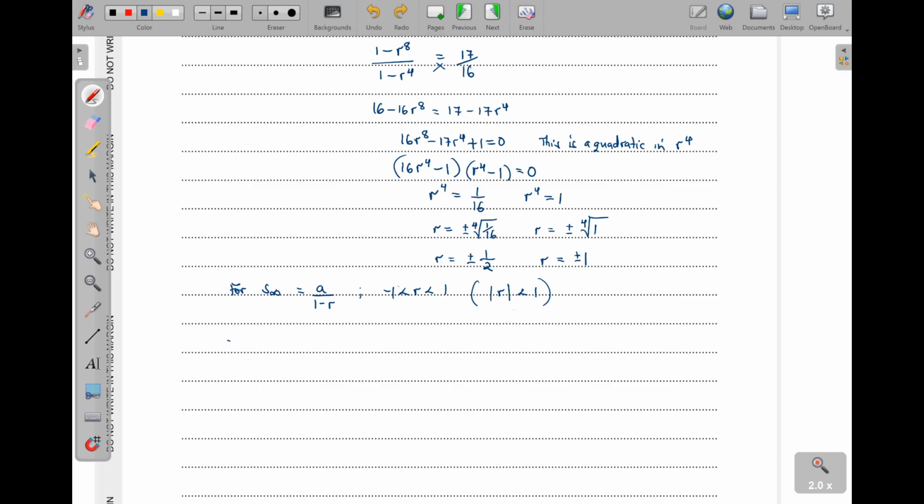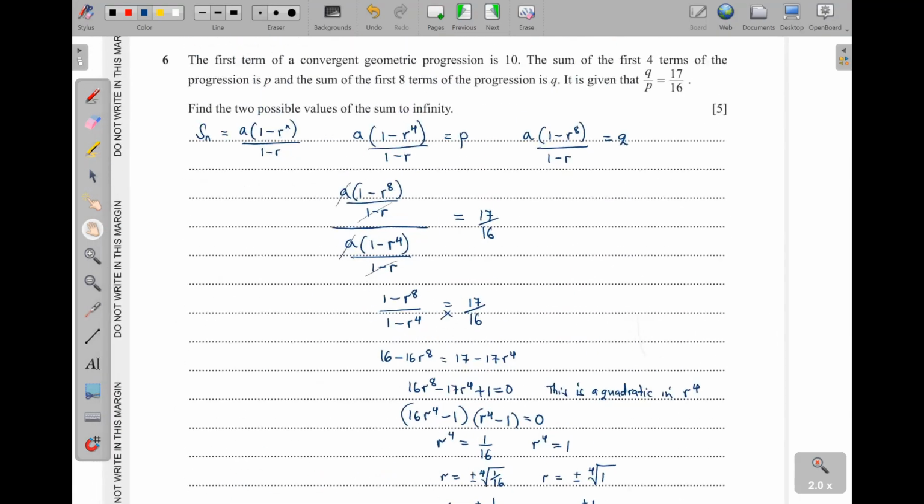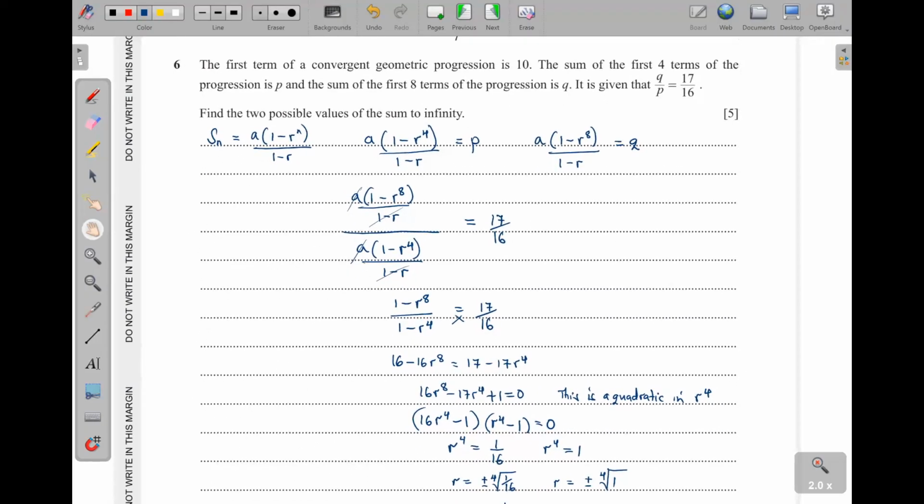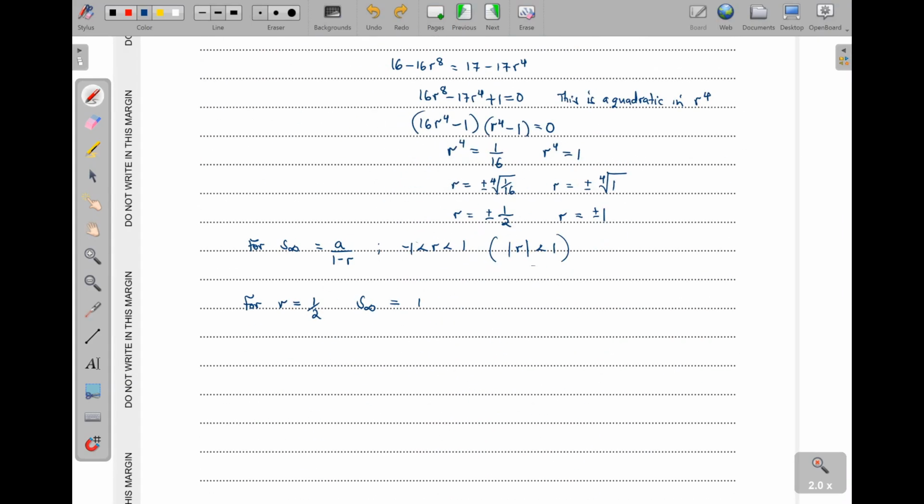So we shall say for r equal to 1/2, what will be the sum to infinity? The sum to infinity is going to be equal to a. What is a? a was given as 10, the first term of the progression. And our r is 1/2. So we shall have 10 over 1 minus 1/2. So 1 minus 1/2 is, of course, 1/2. Then 10 divided by 1/2 is 20.